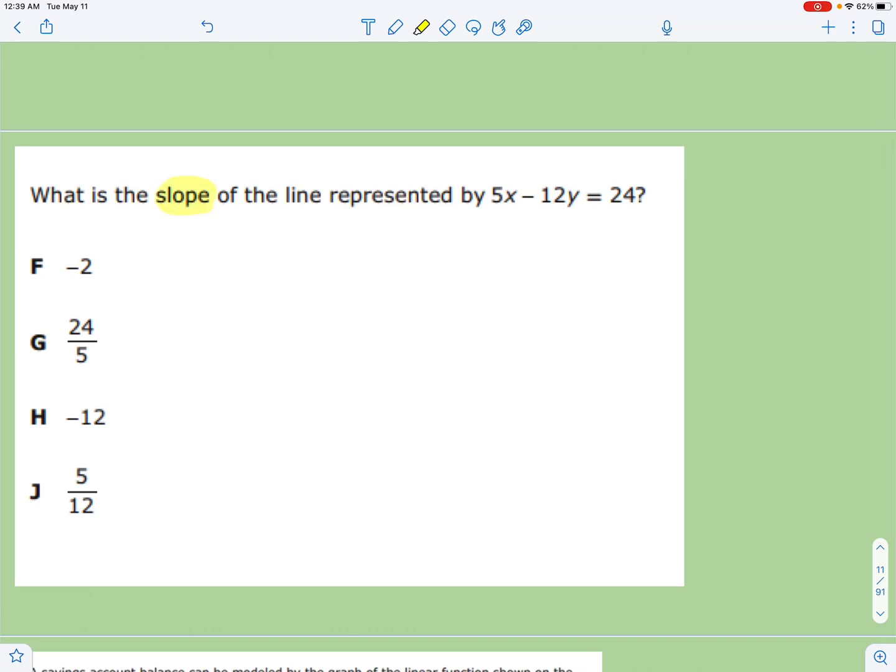What is the slope? This is standard form. To find the slope in standard form, we take negative A divided by B. Our A in this situation is 5. Our B is negative 12. So that becomes negative 5 divided by negative 12, which is 5 over 12. J.